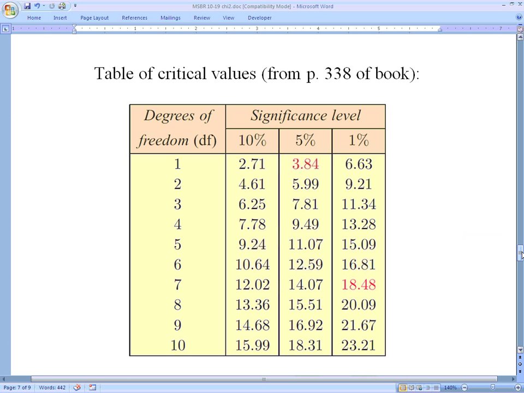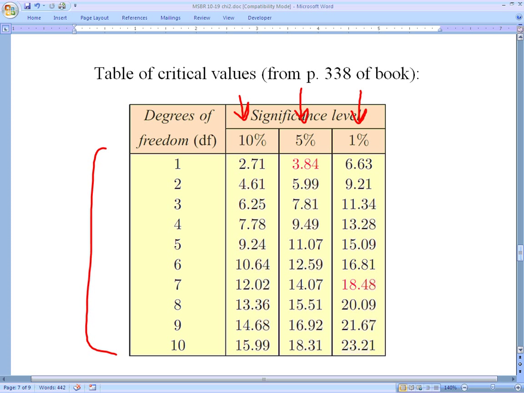I mentioned earlier our critical values. We'd have to select that from the table. This is from your book on page 338, and it has different measures of degree of freedom as well as different significance levels that we can test at, the three that I mentioned earlier, 1%, 10%, 5%.